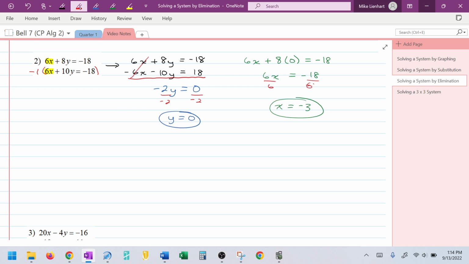When I go to write my ordered pair solution, remember alphabetical order. So the answer here would be negative 3, 0.